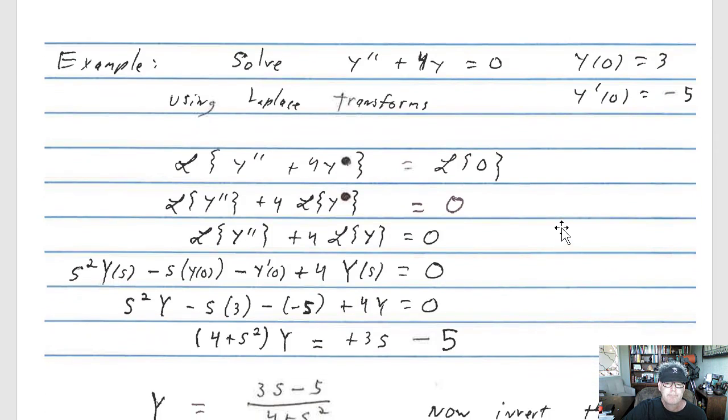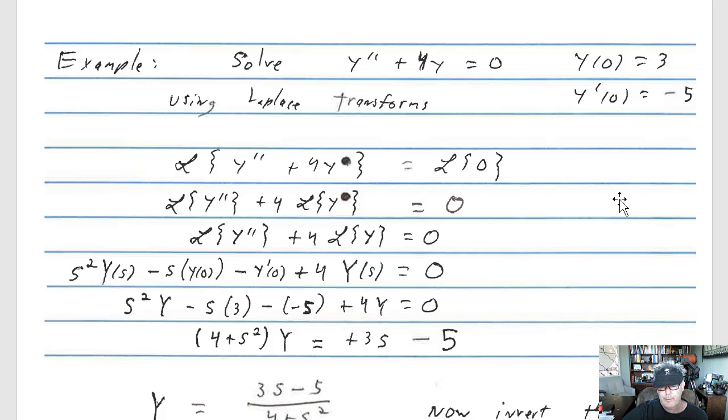So, first example, just to see what's going on. We'll solve y double prime plus 4y equals 0 with initial conditions y of 0 is 3, y prime of 0 is -5. Easily solvable, but let's do it with transforms.